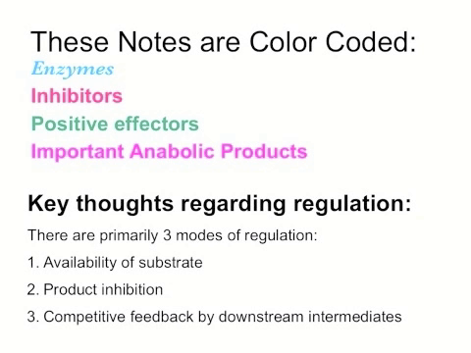There are primarily 3 modes of regulation in this cycle. The first is the availability of substrate. As metabolites build up in the cell, this increase in substrate will drive reactions forward. When these substrates are scarce, the reactions will slow down. Some enzymes are also inhibited by their products. And finally, competitive feedback by downstream intermediates also comes into play. Now, because the TCA cycle is an important hub for metabolic activity, this cycle is tightly regulated.